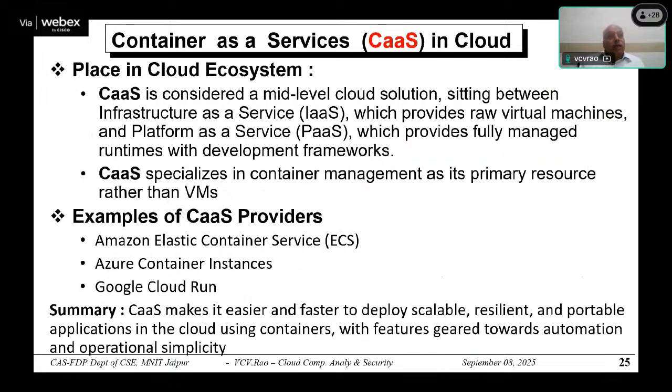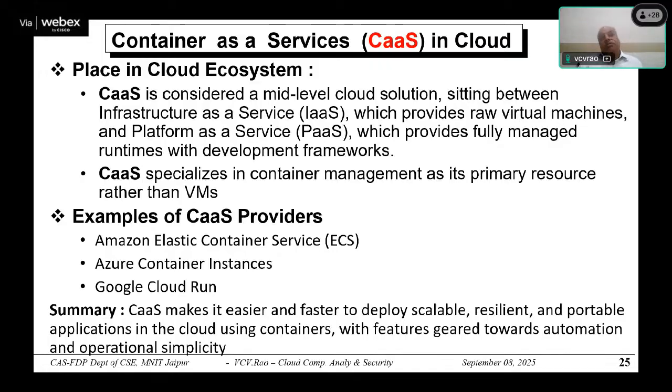Now, how do you place it in the cloud ecosystem? Where does container as a service sit, because you require some kind of virtual machines, you require some platforms, and you require some infrastructure also. It is placed in the middle, between infrastructure as a service and platform as a service. Both things in between, it runs. So container management is also very important.